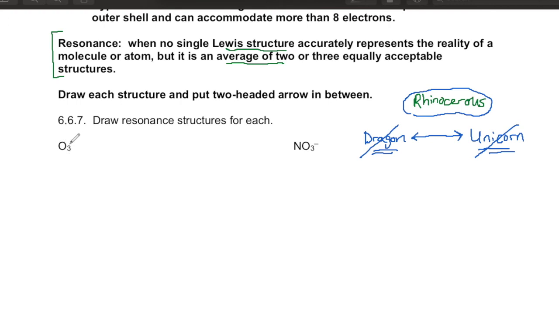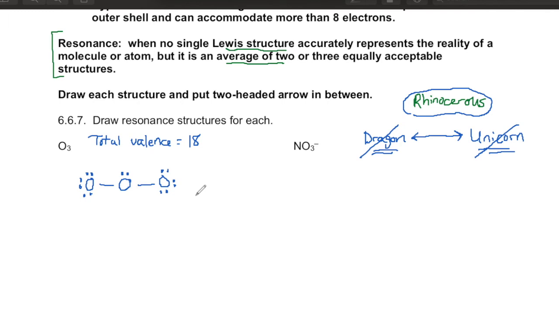So first we have to draw a Lewis structure for O3, which is ozone. And remember, we start by figuring out the total number of valence electrons, and that would be 18 for this uncharged 3-oxygen molecule. And then we'll go ahead and connect the oxygens in a skeletal structure using single bonds. That uses 4 electrons. We need to use 14 more. Drawing lone pairs around the outer oxygens uses up 12 of those 14, and then we have 2 more left over to go onto the center atom.